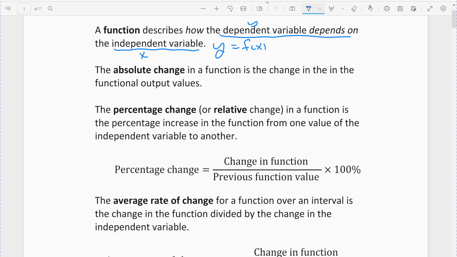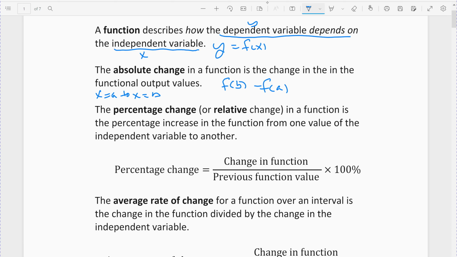All right, the absolute change in a function is the change in the function output values. If we're going from x equals a to x equals b, the change is we take the second value, plug it in, f of b, and subtract the starting value, f of a. And that's the absolute change. That's how much the value of the function changes from a to b.